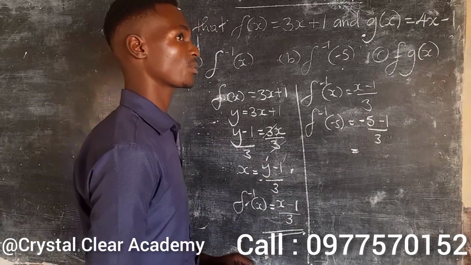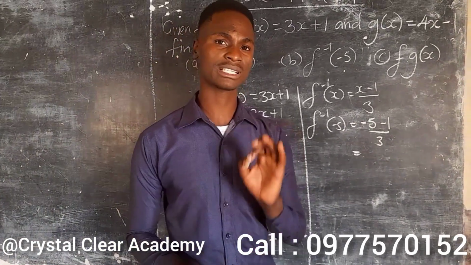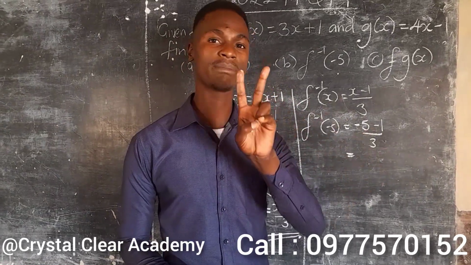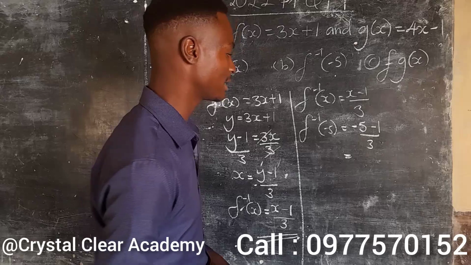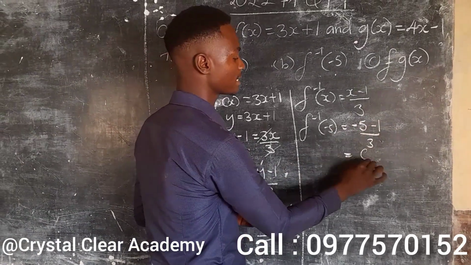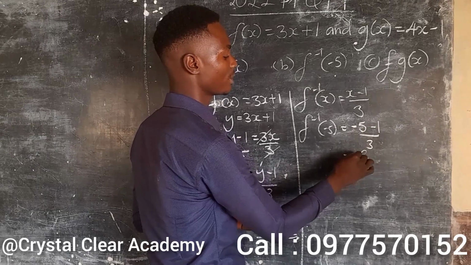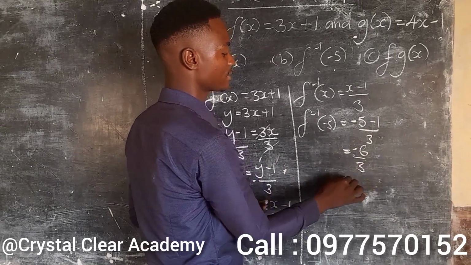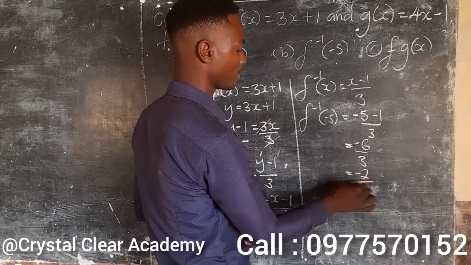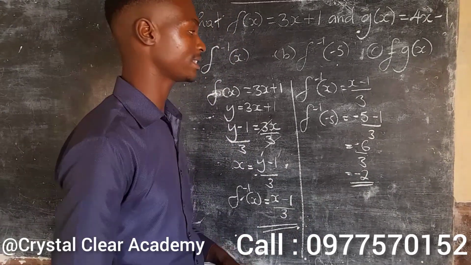Negative 5 minus 1, remember when you are subtracting numbers with the same sign, which is negative, when both numbers are negative, you add and then maintain the sign. So here it will be the same as 5 plus 1, 6, and the sign which is common is negative. So negative 6 divided by 3 is negative 2. So the answer here is negative 2.